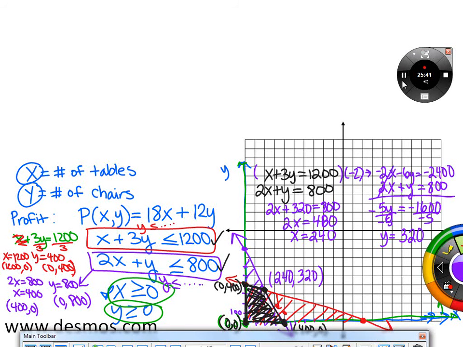What we do is we plug each of the possibilities back into our objective function, our function that calculates our profit. And from that, you can see you either make $0, $4,800, $7,200, or $8,160. The $8,160 is the maximum that you could make, so you would choose to produce 240 tables and 320 chairs.